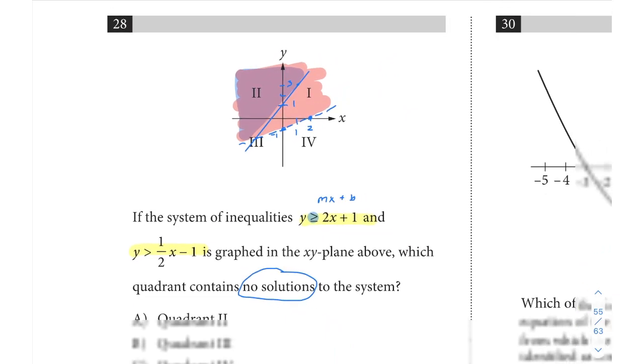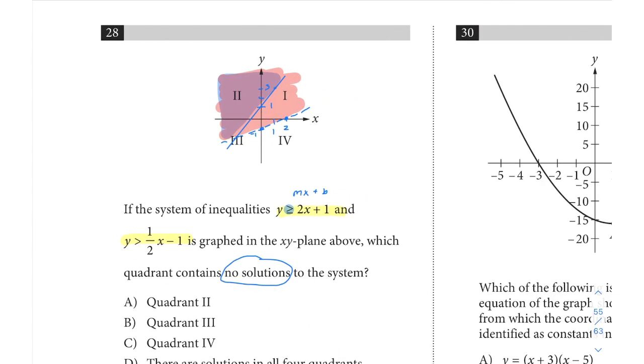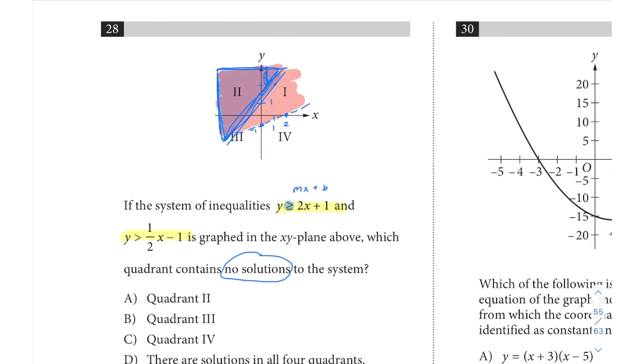Now, for the system, for something to be a solution to the system, it means that it's going to be that area where these two inequalities overlap. So that would be here in this region. So we can see that we have both the red and the blue shading overlap in this region here, which covers a little bit of quadrant 1. We can see this little bit of area here in quadrant 1, a lot of quadrant 2, and a little bit of quadrant 3 as well.